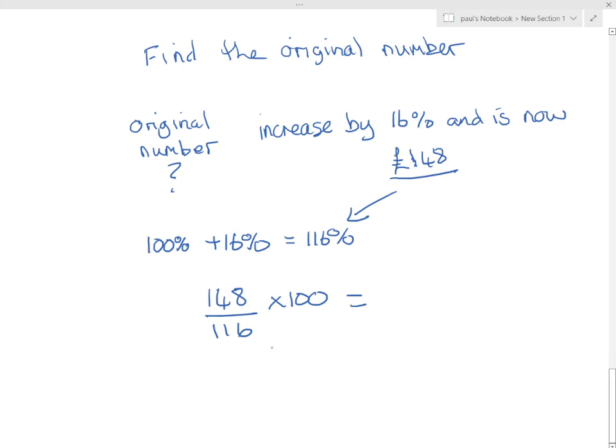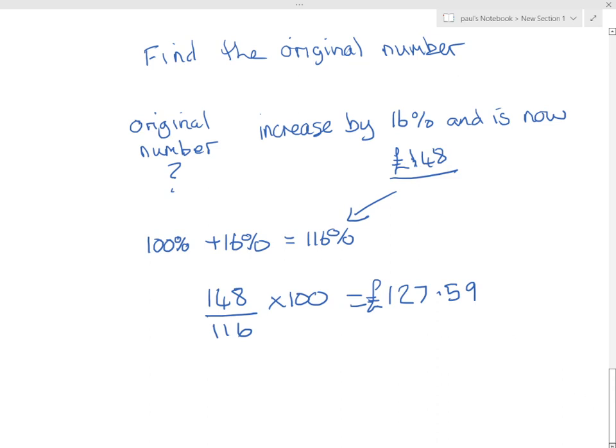So 148 divided by 116 times 100 equals 127 pounds and 59 pence. Always rounding because I'm getting some recurring decimals in the display. So there you go. You find out what percentage that is worth, divide by that number, and then multiply it by 100 to find out what the original number is. So you can see that 127.59, if we increase that by 16%, we will get to 148.